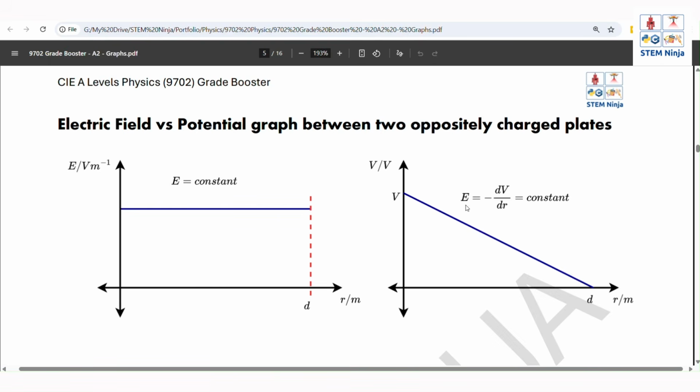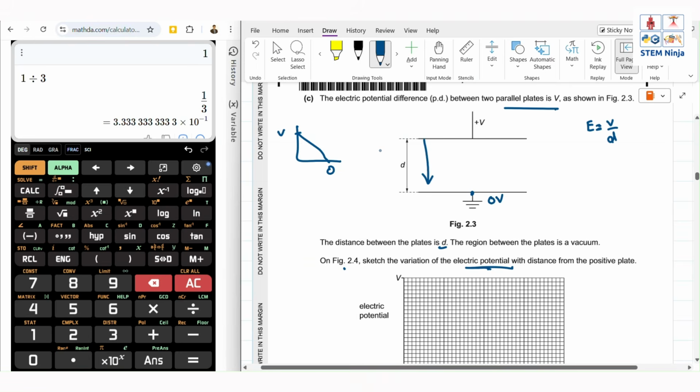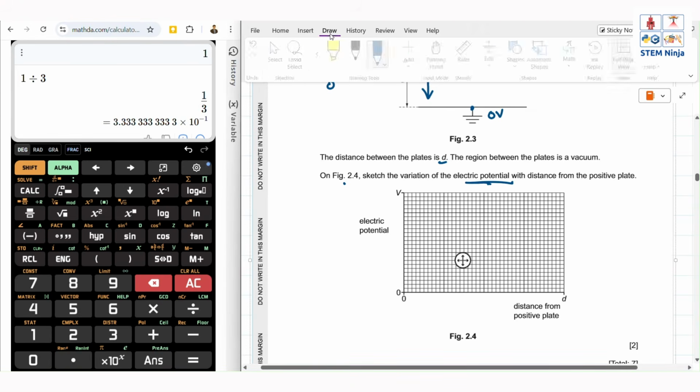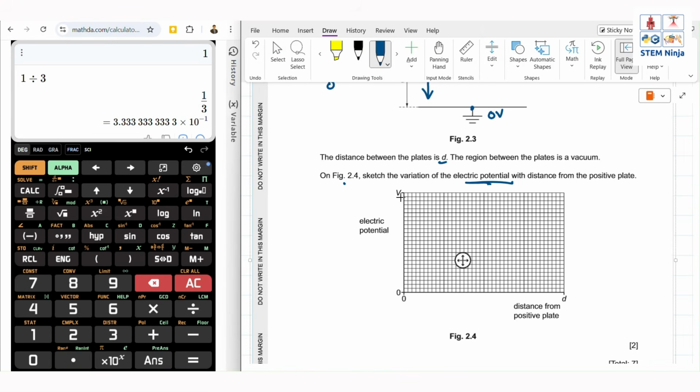But since electric field is the negative gradient of the potential graph, it's going to start from V and at 0 between as when the separation ends. So this is exactly what we have over here. So we are starting with V and ending at D. Sorry, this would be slightly above. Okay, yeah, that's it.